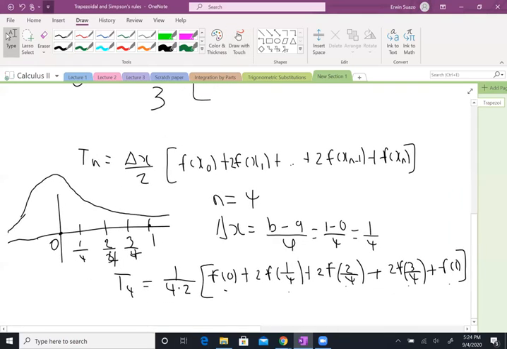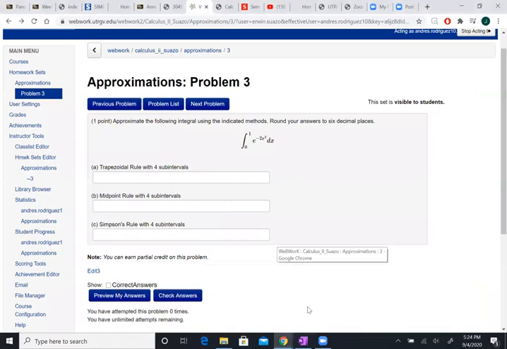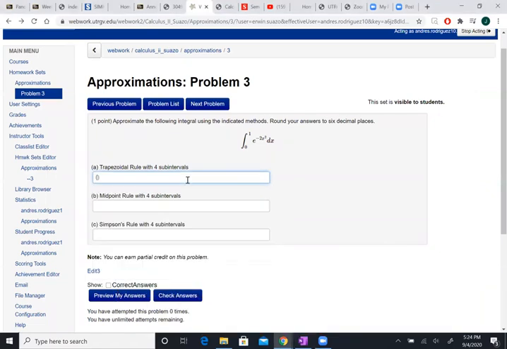So I need 1/8, and then f of 0, 2 f of 1/4, 2 f of 2/4, and so on. Let me type it. Hopefully I don't make a mistake. First, I'm gonna do 1/8, and then I need f of 0. My function is e to the minus 2x squared, so f of 0, e to the 0, is just 1, right?